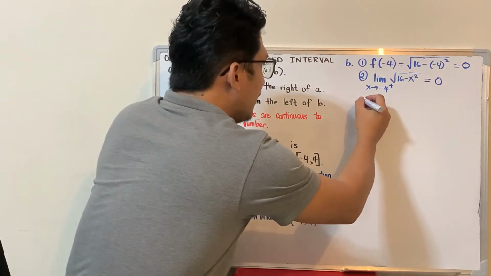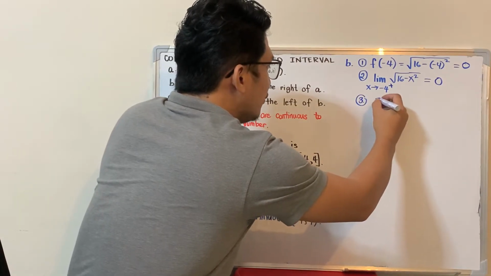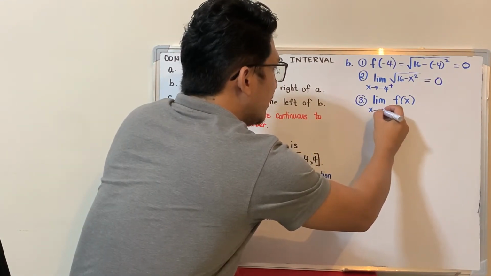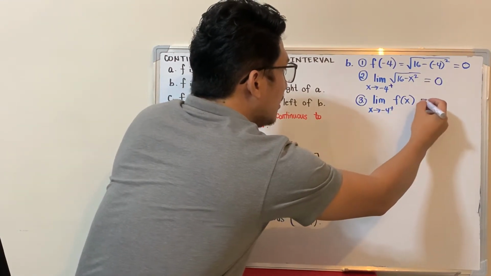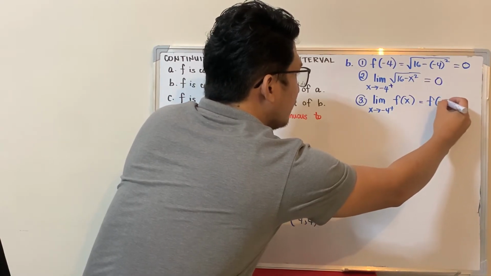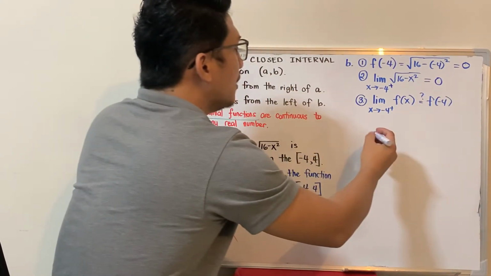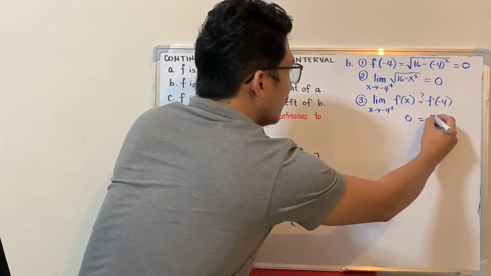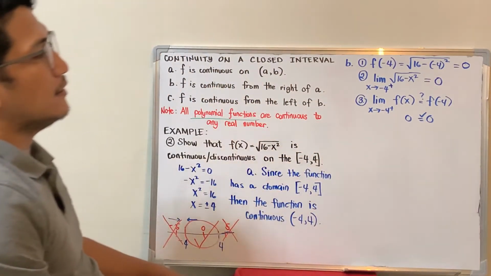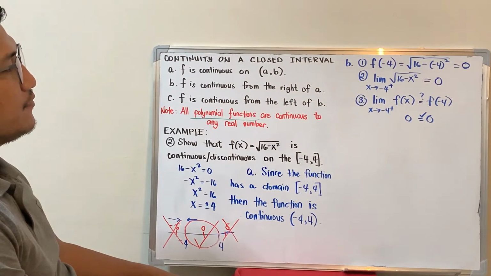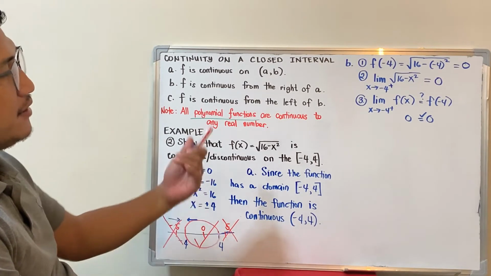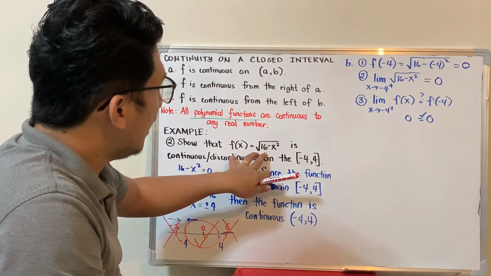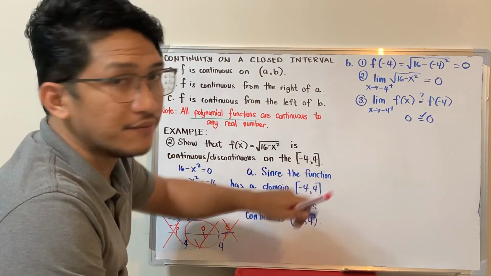Okay? Then number 3, lastly, we have to check if the limit of the function as x approaches negative 4 from the right is equal to f of negative 4. Okay, so that's still a question mark anyway. But then again, tan-awa, the limit is 0 and f of negative 4 is also 0. So in other words, it satisfies the 3 conditions for the continuity of the function. So the function is continuous at this boundary negative 4 from the right.